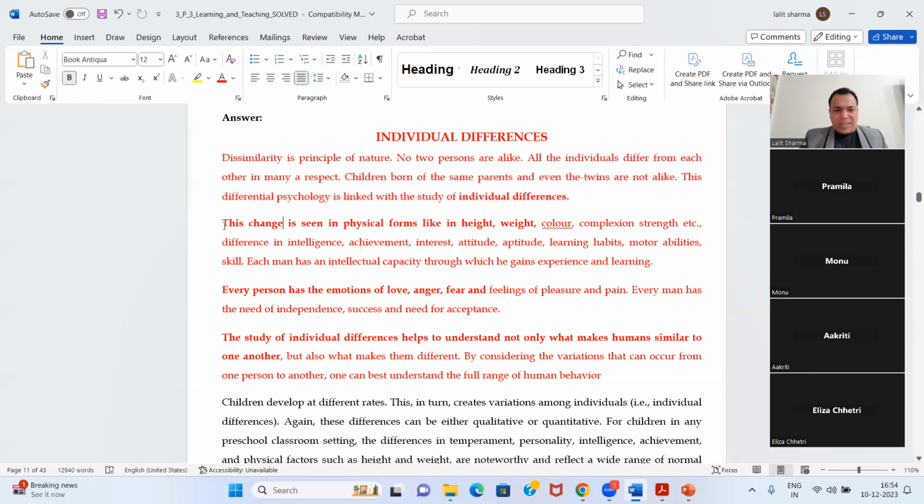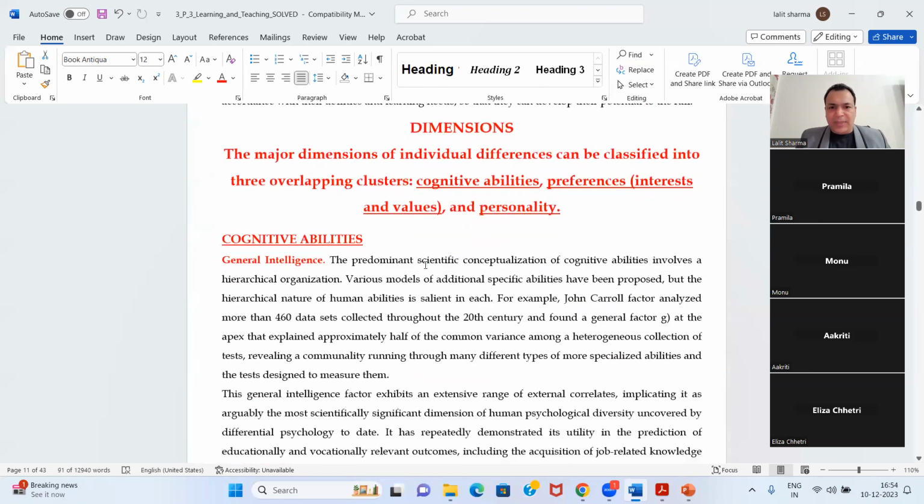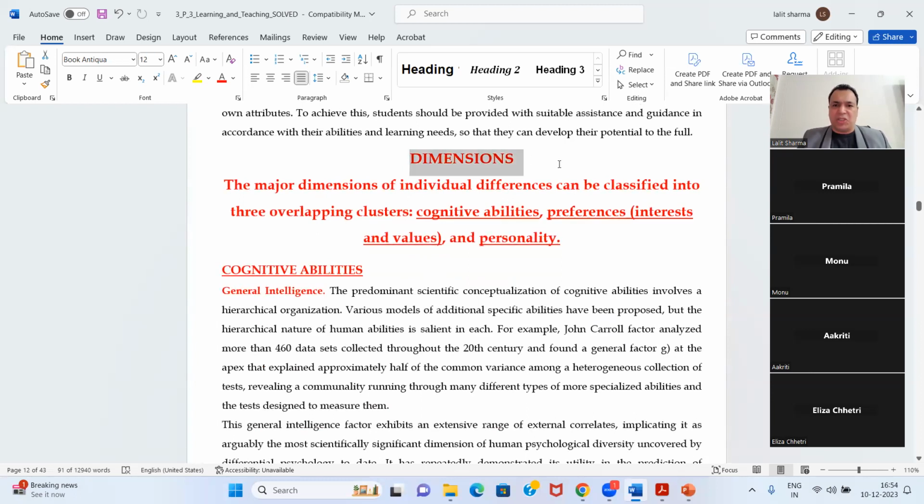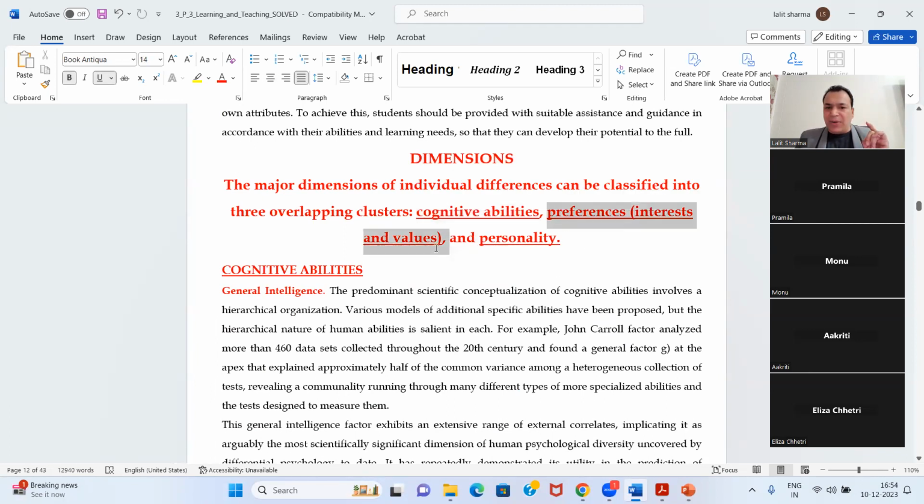Okay. So ये देखिए the change is seen in the physical forms like height, weight, है ना, ये अब physical भी आ गया, height, weight, color में वो भी difference हो गया. Okay. So individual differences, है ना, you have come to know that. So basically the question is demanding what are the dimensions? Means individual can be different from other individual in the cognitive abilities. Cognitive मतलब mental, है ना, mind, है ना, अभी just we discussed. Okay, they can be different in preferences like interest, values, aptitude, attitudes, okay, and personality also, है ना.